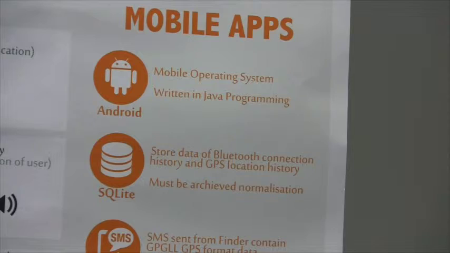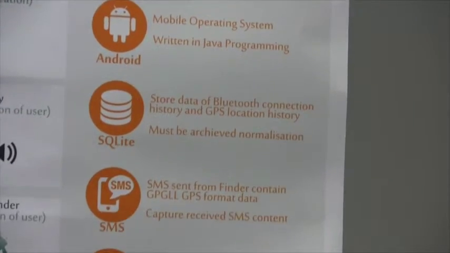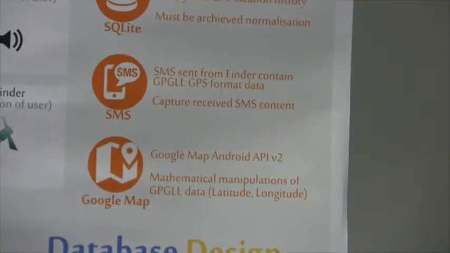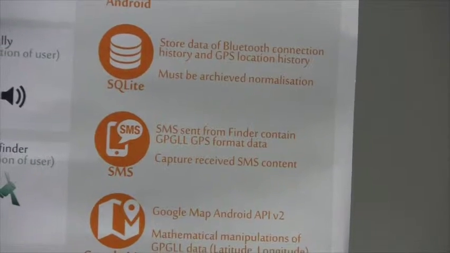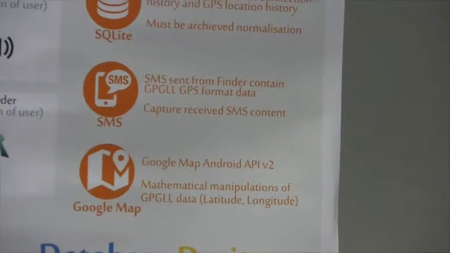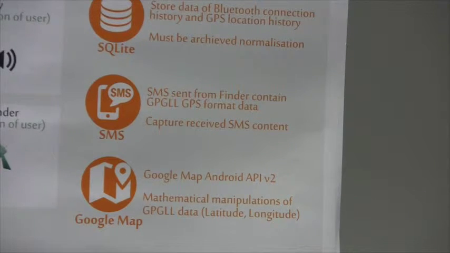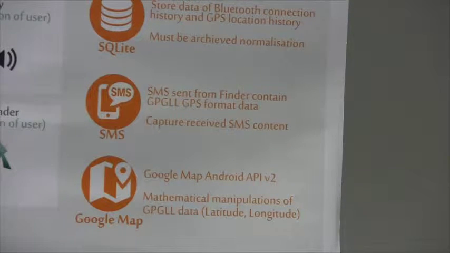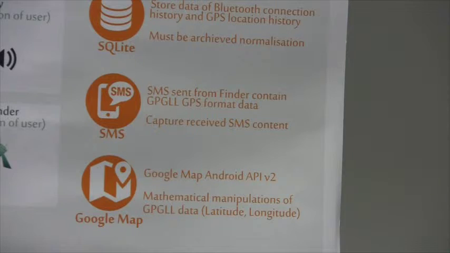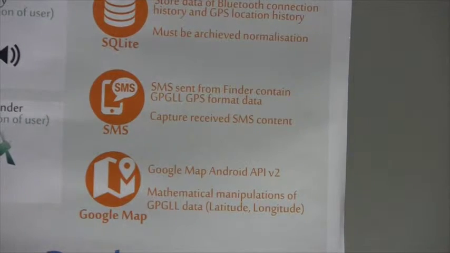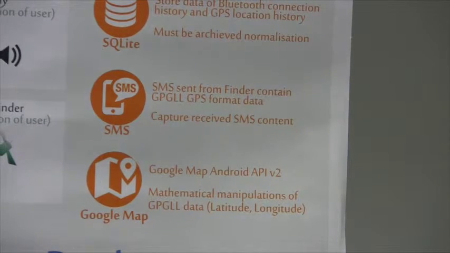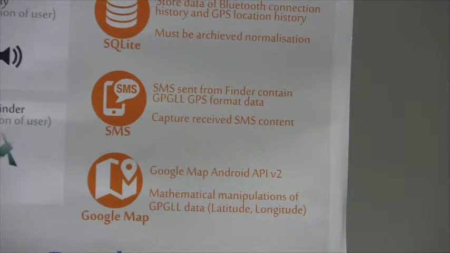And the third one is we will use the SMS service. It means that when the Finder sends a text message, the text message will contain the GPGLL GPS format data, so the mobile application will capture the received SMS content and show the Google Map to the user. And the last one is the Google Map. We will use the Google Map in Android API version 2, and we will apply some calculation on the GPGLL data of latitude and longitude.